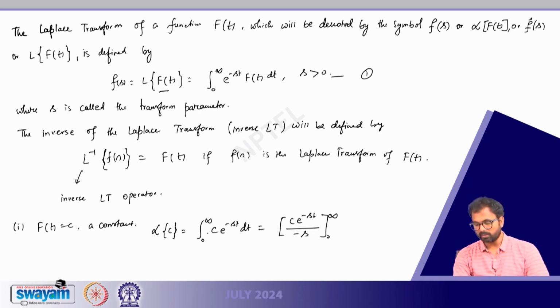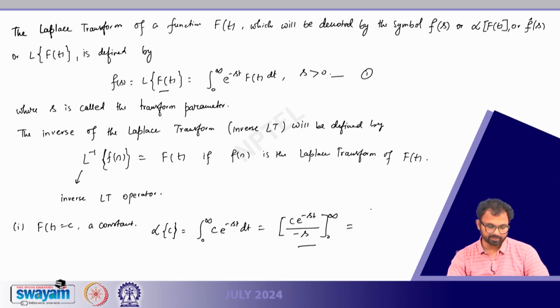Since the improperness is not with respect to the function, at t equals 0 the function c e to the power minus st becomes c, and at t equals infinity this simply becomes 0, so c into 0 is 0. The function is not creating any problem at the endpoint, so ideally you would take the limit b tends to infinity, 0 to b. But since we are familiar with improper integrals, I wrote it down directly.